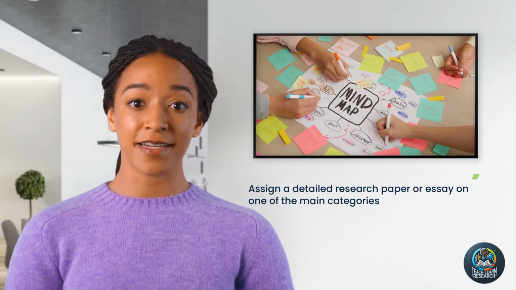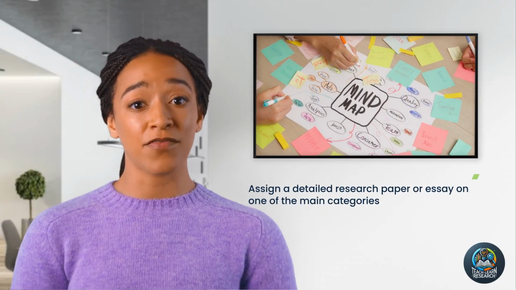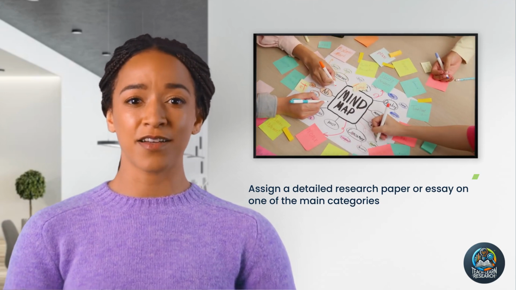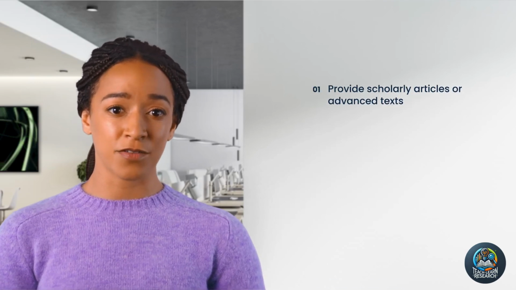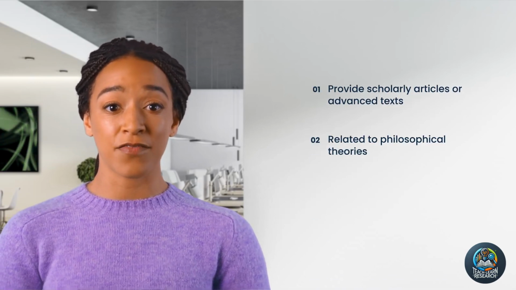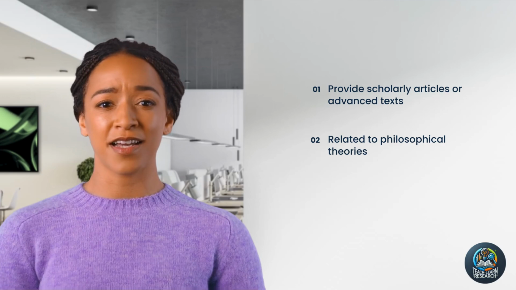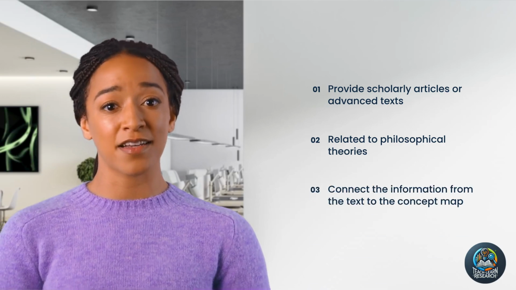Writing: assign a detailed research paper or essay on one of the main categories, using the concept map for structure and information. Reading: provide scholarly articles or advanced texts related to philosophical theories and ask learners to connect the information from the text to the concept map.